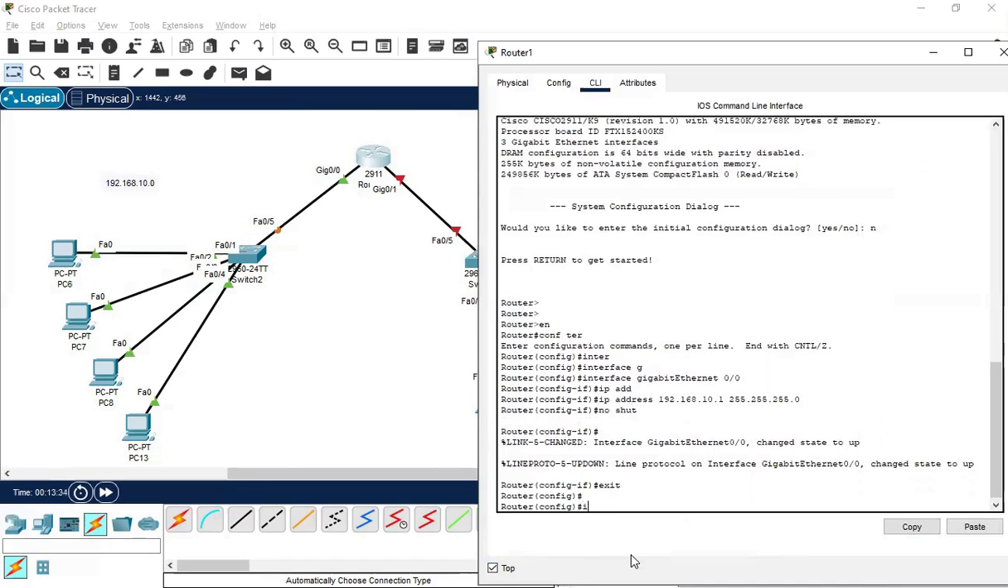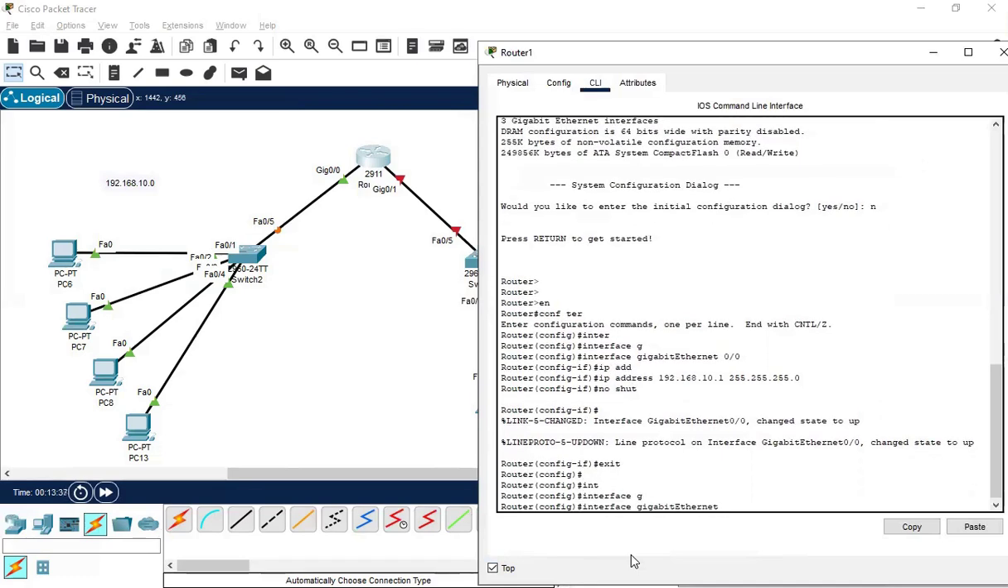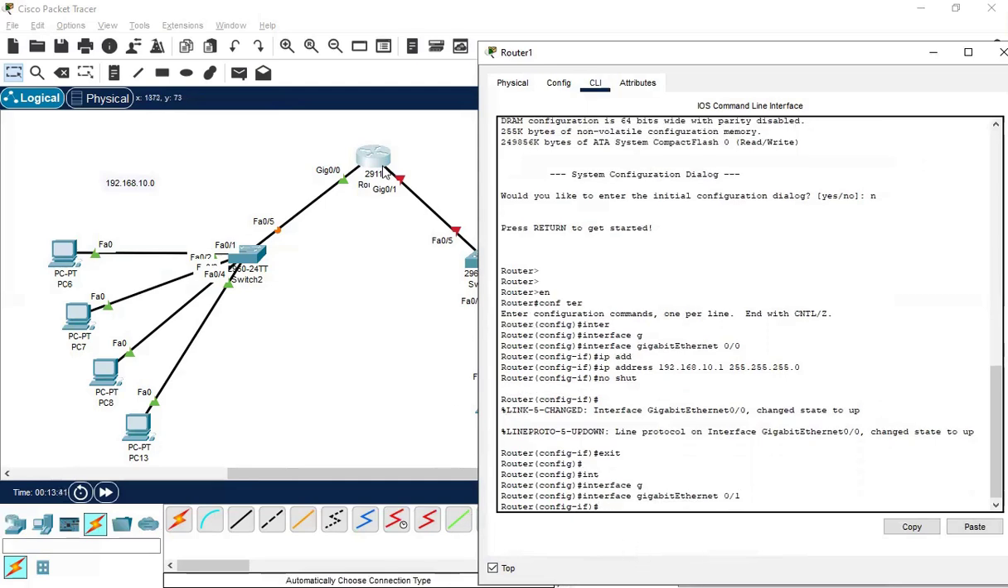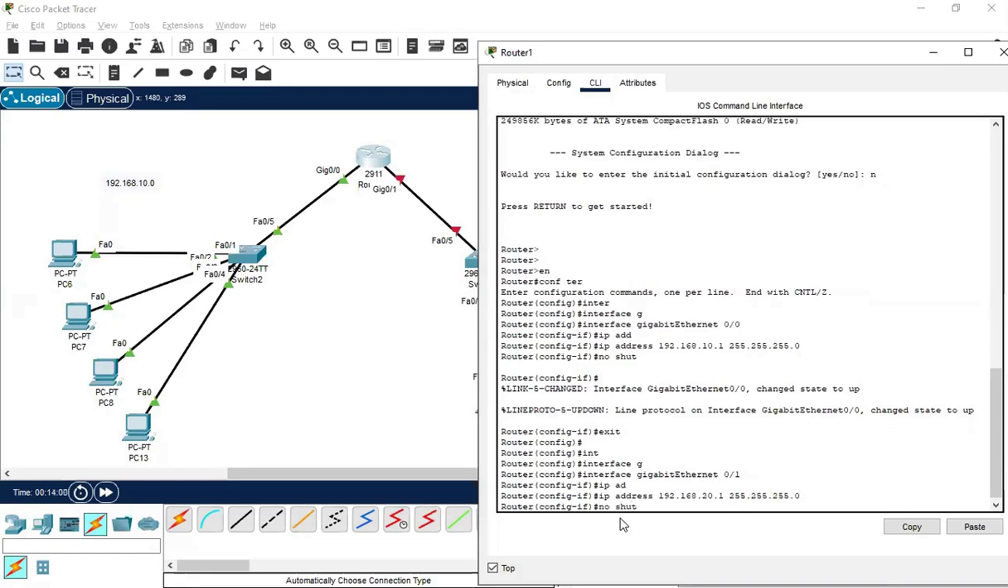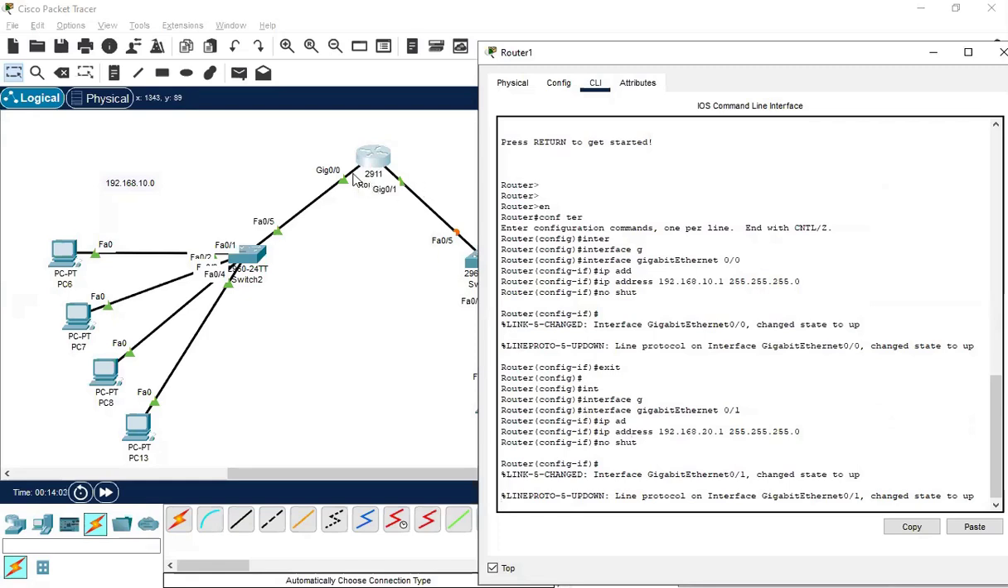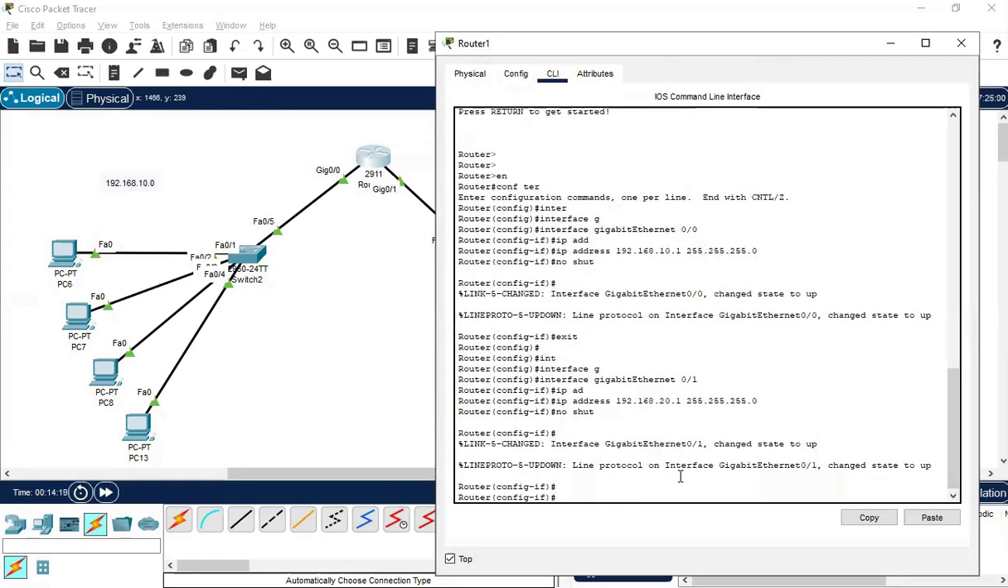Exit. Interface GigabitEthernet 0/1, this side. IP address 192.168.20.1, 255.255.255.0. This will be your default gateway for the right-hand side network. No shutdown, so this is also enabled. Why are we enabling this default gateway? Because through this exit point, or entry point, the data will be going out of the network as well as coming inside the network. Fine. Next, we have to configure the DHCP.